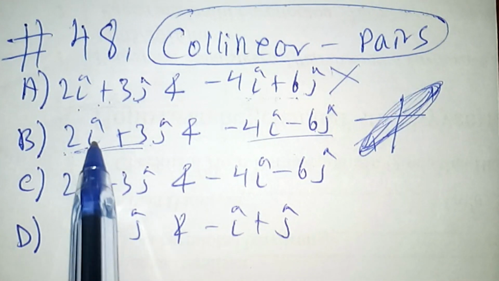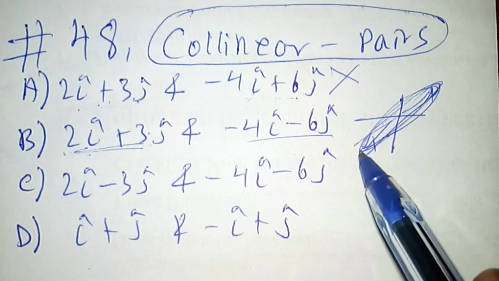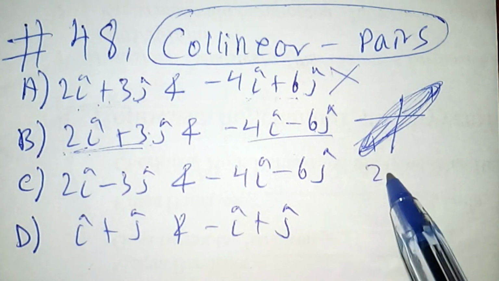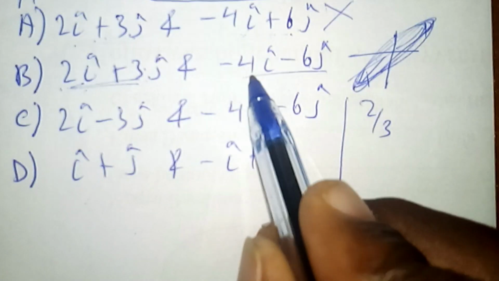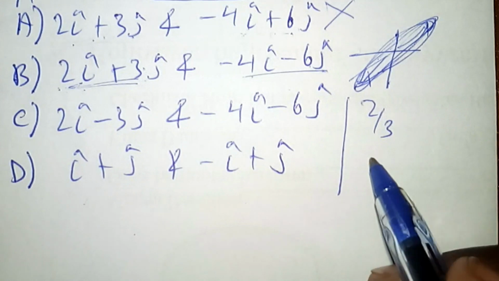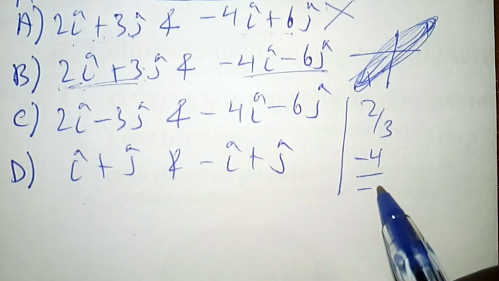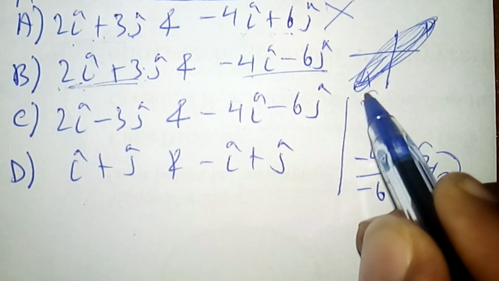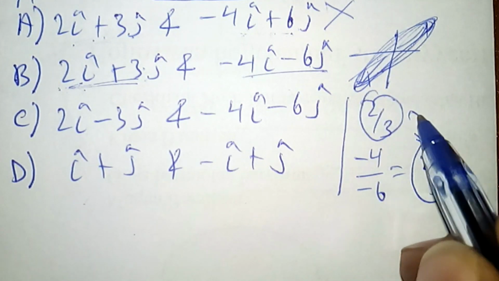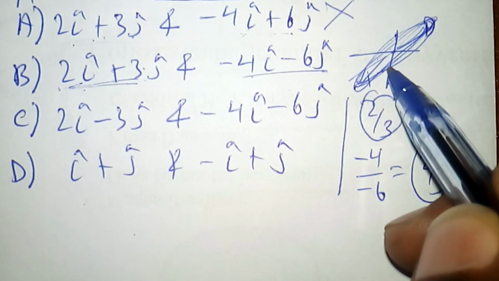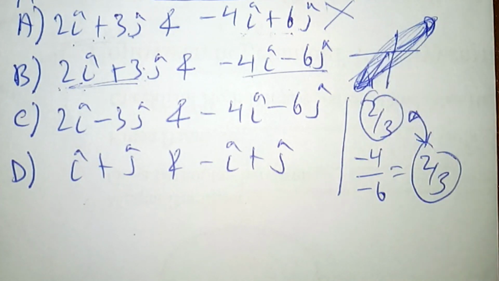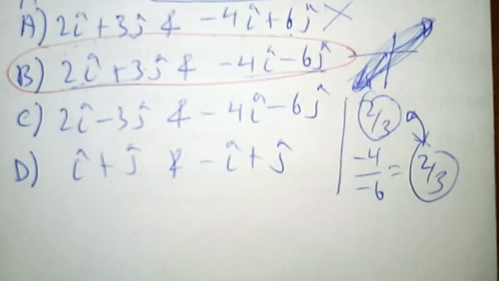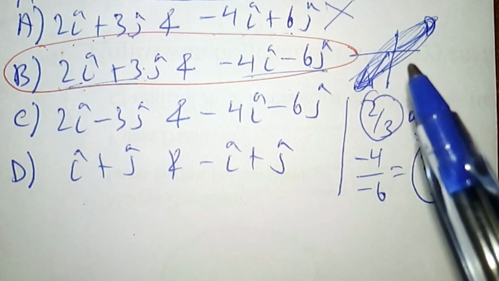So there is a possibility for them to be collinear with each other. By using the method of inspection, I divide 2 over 3, and I also test the components of the second vector, -4 over -6, which is directly 2 over 3. So the ratio of their components is equal and the vectors exist in opposite quadrants. So these vectors are collinear with each other. Alternative B, the vectors are collinear.